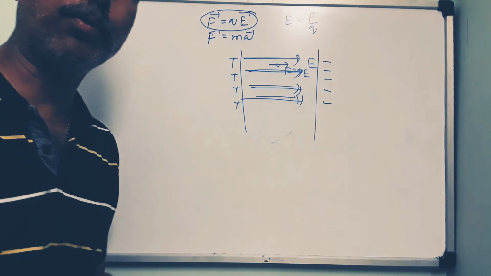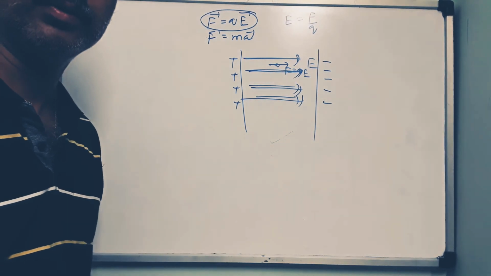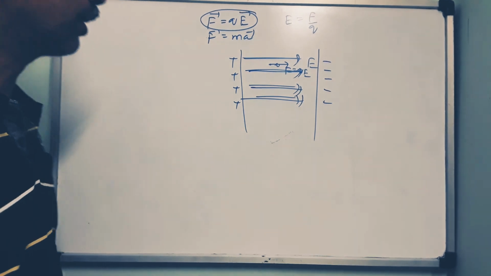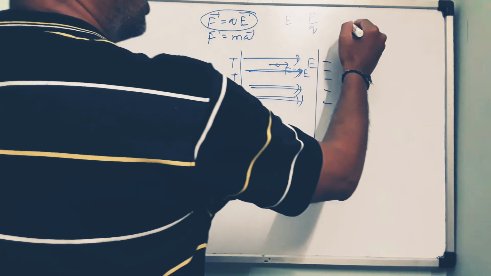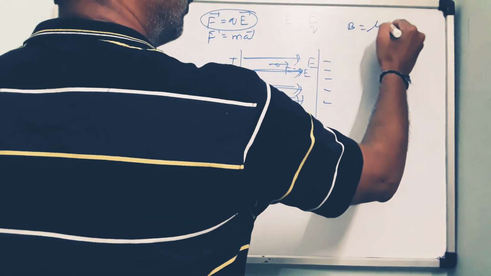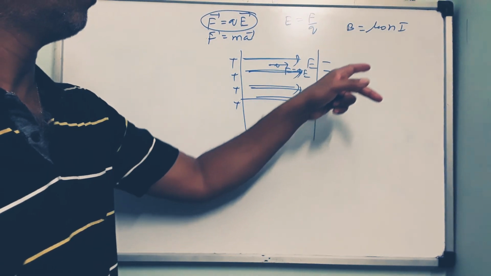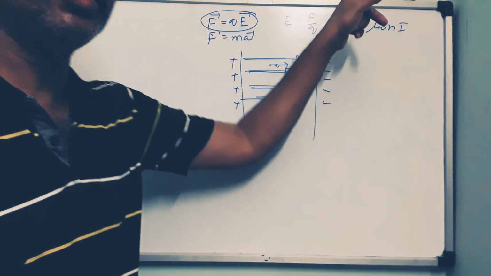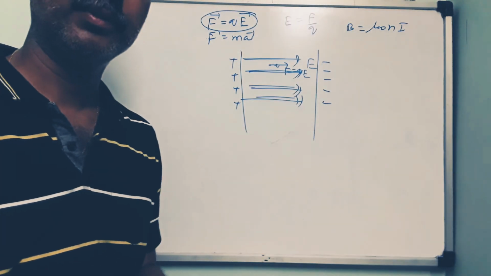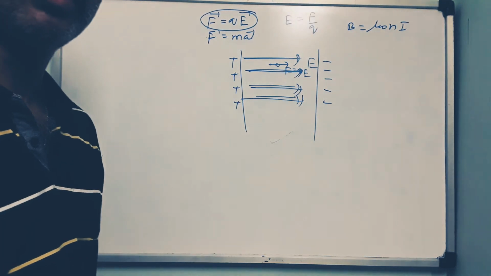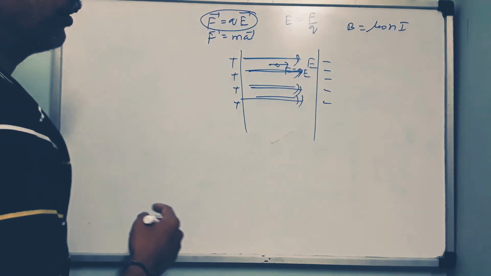Now, how can I produce a uniform magnetic field? You have seen, children, B equals mu naught nI, which is a uniform magnetic field that is distance independent. So distance doesn't matter. Everywhere you will have the same magnetic field. So how do you produce this magnetic field?